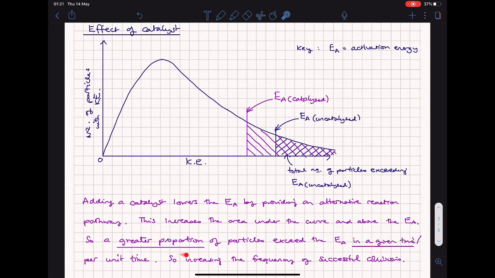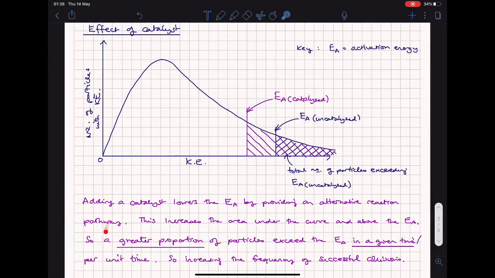So a greater proportion of particles exceed the activation energy in a given time, or per unit time. What I mean by that is, per second or per minute, whatever. So increasing the frequency of successful collisions, because as we said in the previous video, a successful collision is one that exceeds the activation energy and leads to a reaction. So this is the sort of wording you should use in your explanation.